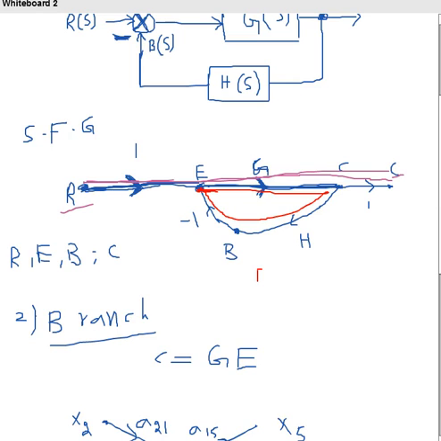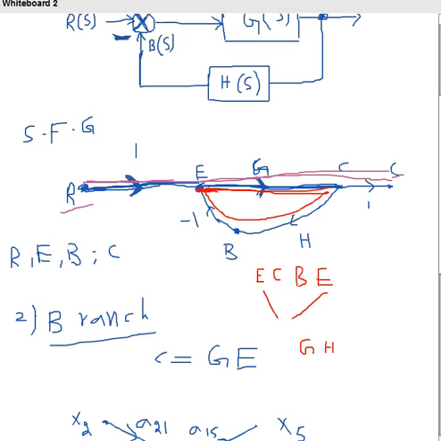Loop gain is nothing but, so the loop path is E, C, B, E. This is the loop. See here, E and E, starting and ending, same letter, same node. And the loop gain, what is the gain? For this EC, the gain is G. For CB, the gain is H.